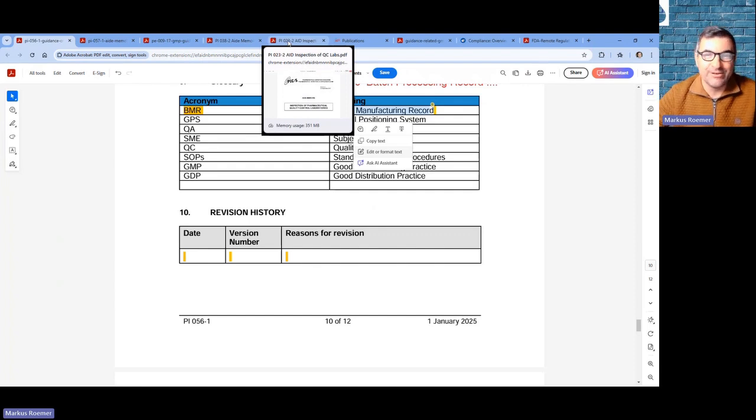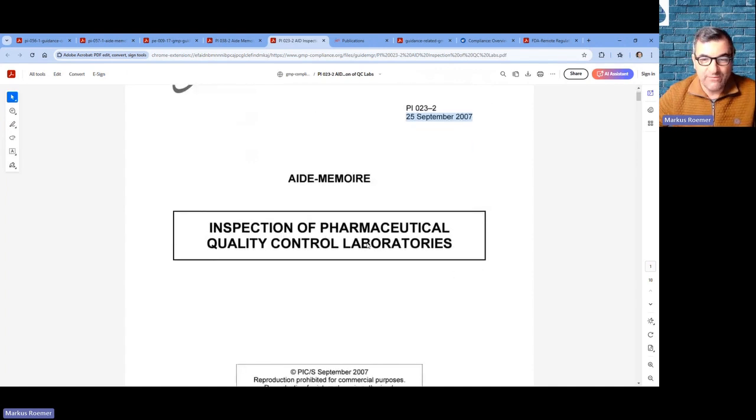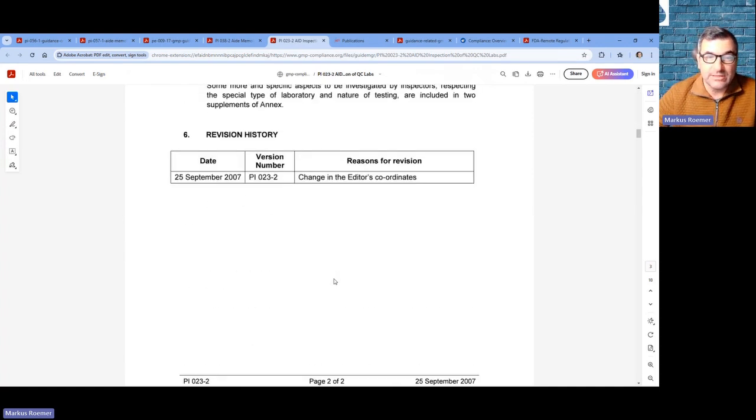Written by AI, or where does it come from? Another PIC/S Aide-Memoire, a little bit older, from 2007: inspection of pharmaceutical quality control laboratories. Also, you can use it for audits.